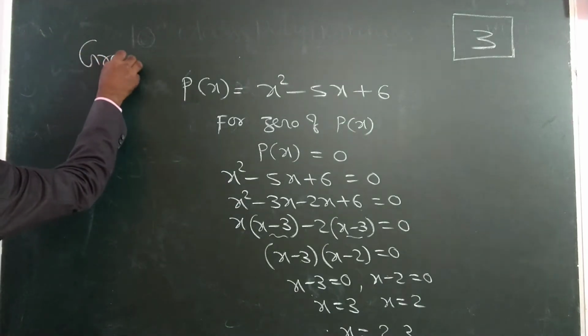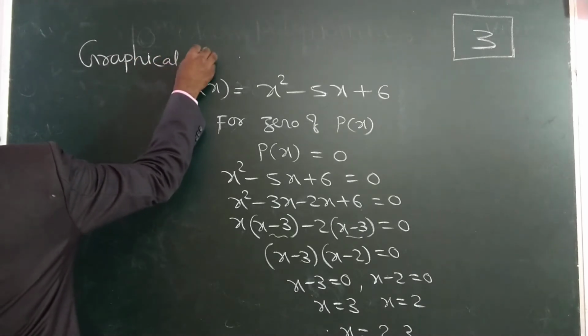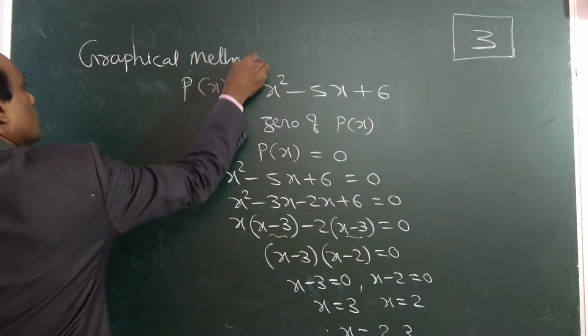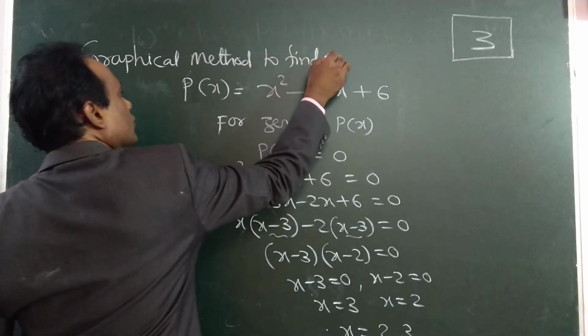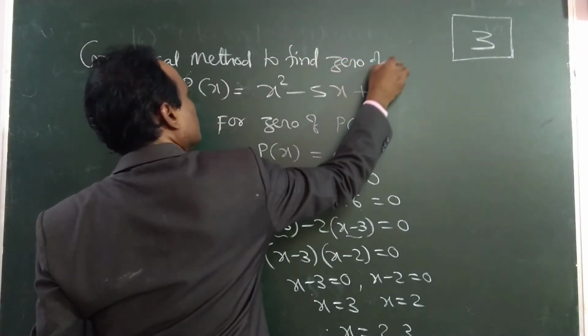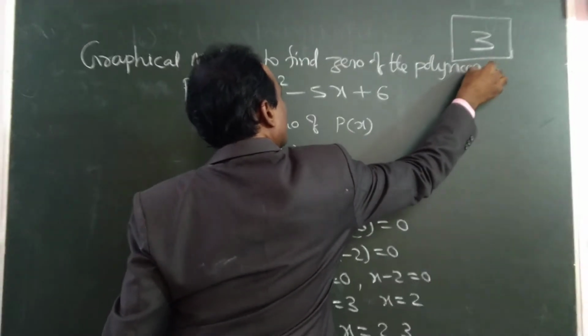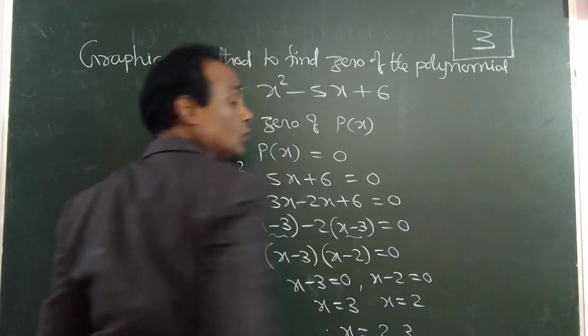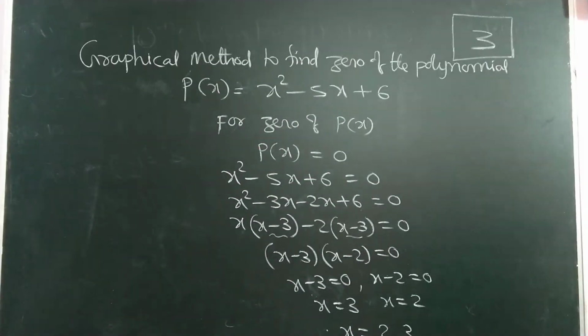Now using the graph also we can find the zero of the polynomial. Write down: graphical method to find the zero of the polynomial.